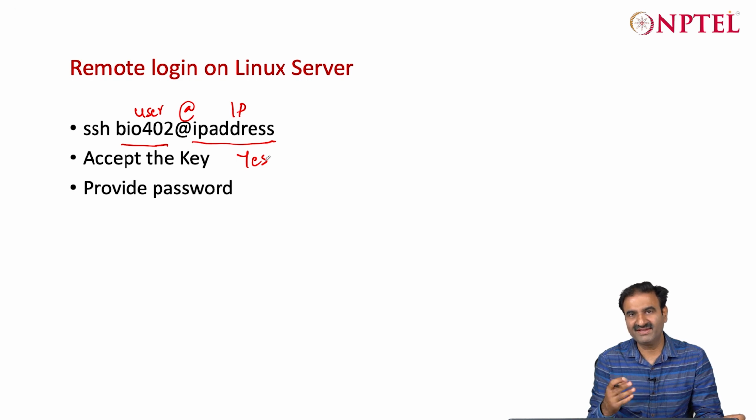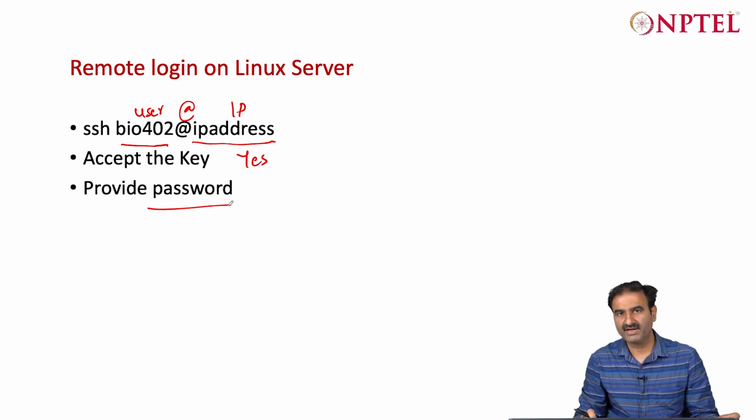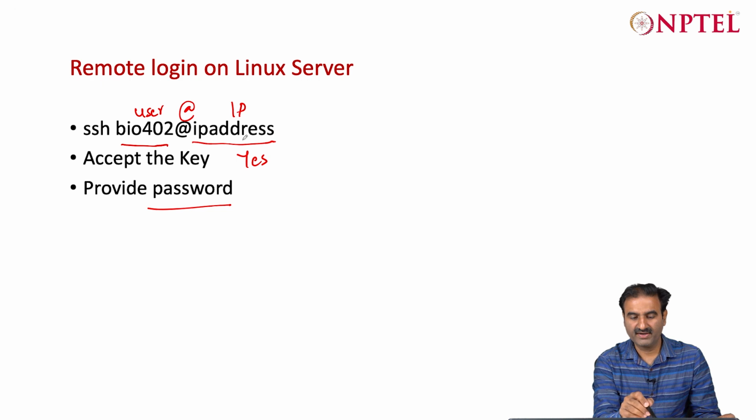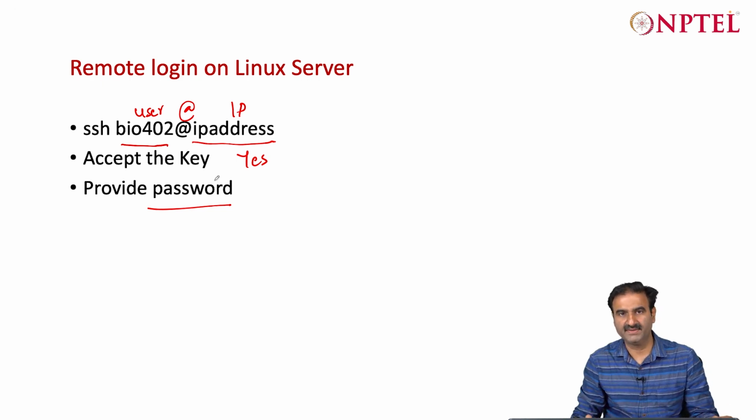But if you deny this key the first time, you may not be able to log in again, and you have to do some manipulations in your system, delete the previous key permission, and try to log in again. And then enter the password that you have to connect to that system. The password prompt comes after your user and the IP combination has been successfully verified and you have accepted the key.